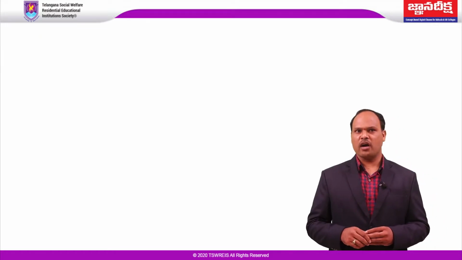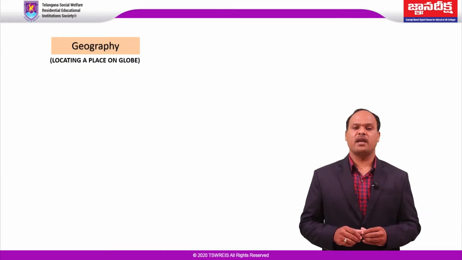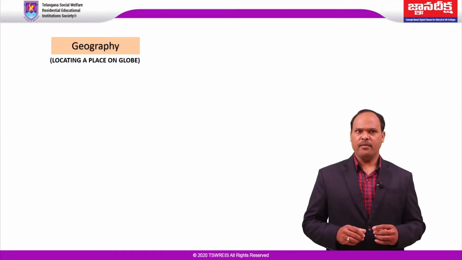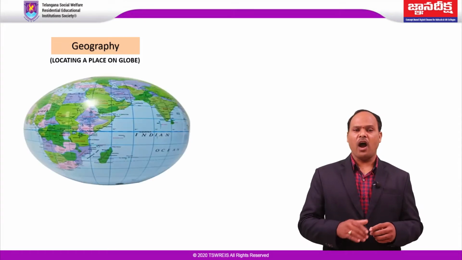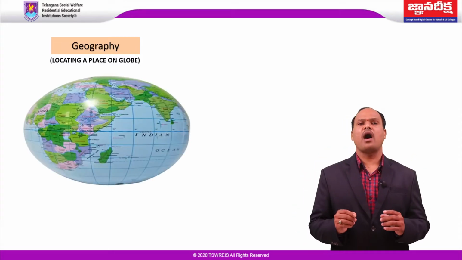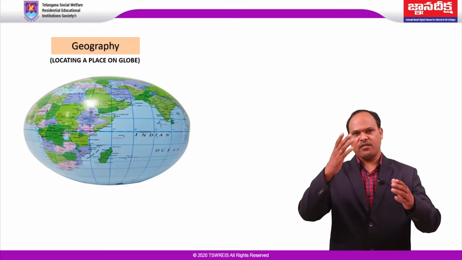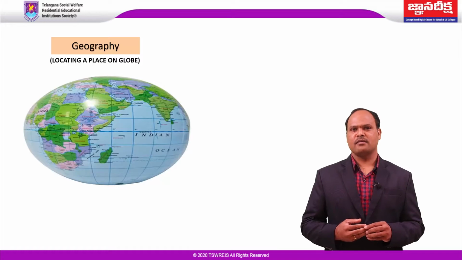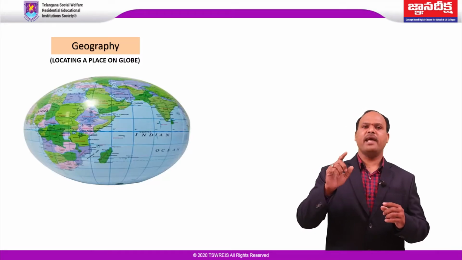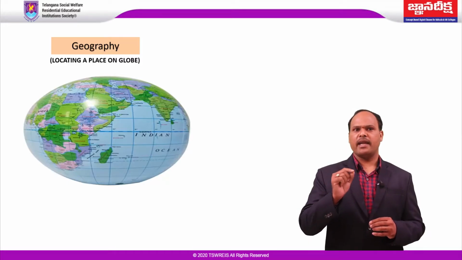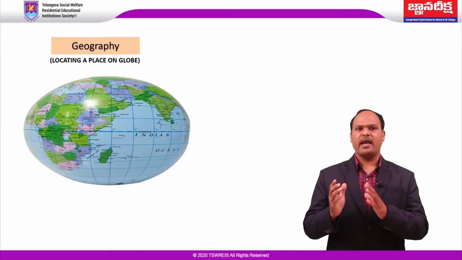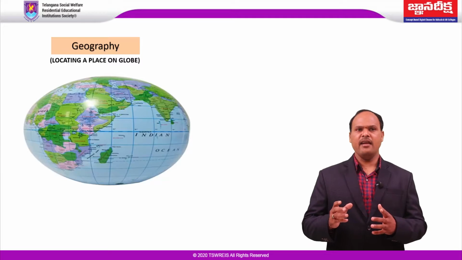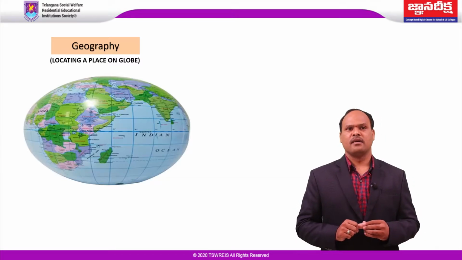Coming to the third one, geography. How is coordinate geometry used in geography? On the globe, the horizontal lines across the globe are known as latitudes, and the vertical lines across the globe are known as longitudes. To find the position of any place on the globe, we can locate it by taking latitudes and longitudes as reference lines, like the x-axis and y-axis.